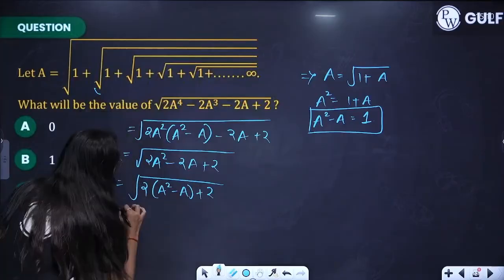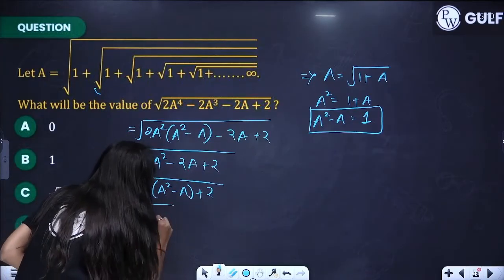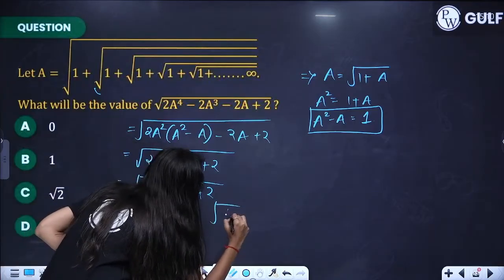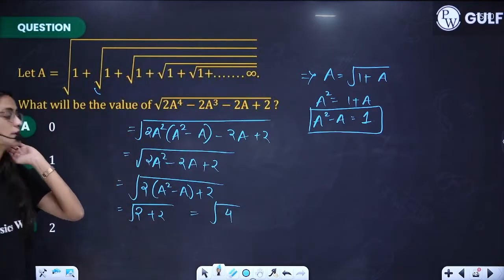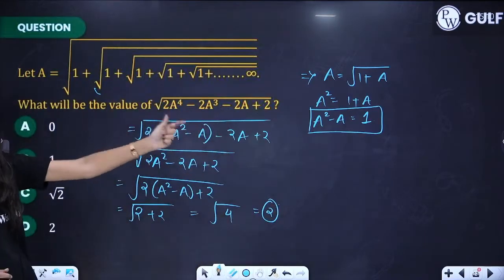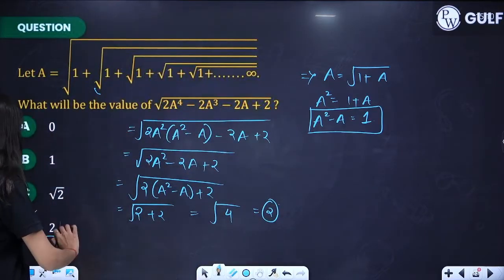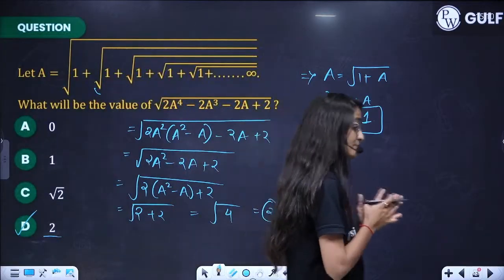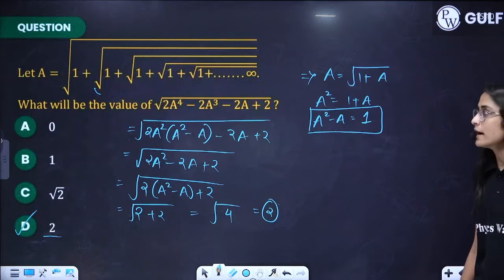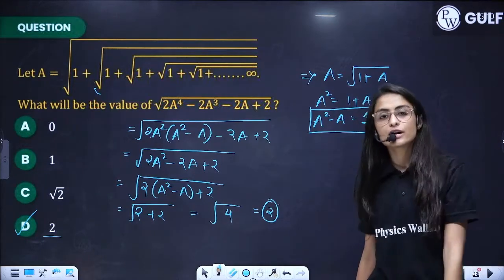Okay, so 2 plus 2, because it's 1 already. So what I'm obtaining over here is root 4. Root 4 is equal to 2. That means the value of your expression will be equal to 2. I know you all might be wondering, ma'am, this much solution. Yes, we had to do it. So I hope you all understood up to here. Let us move to the next question.